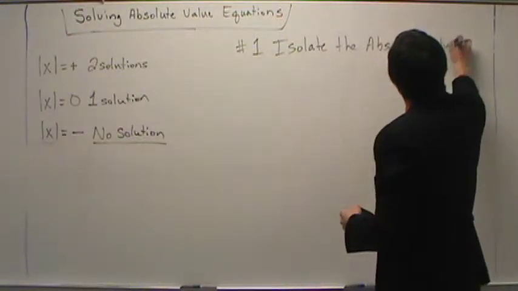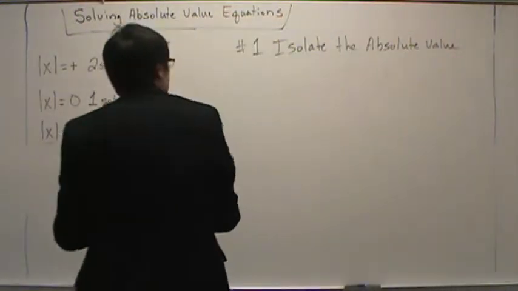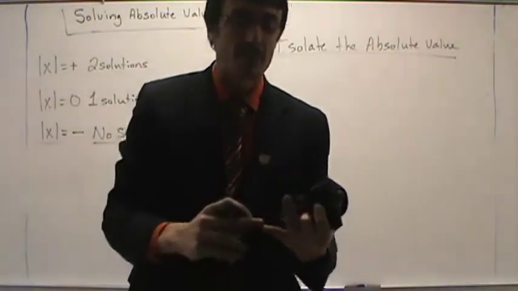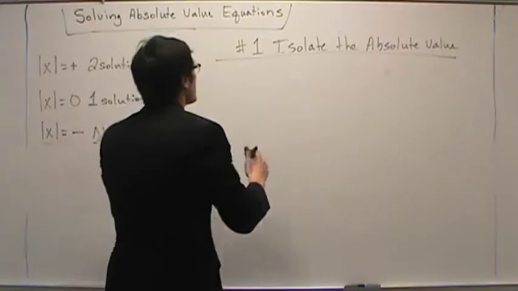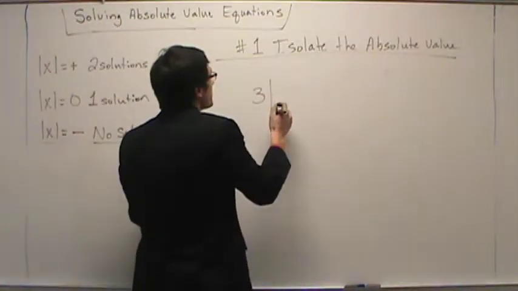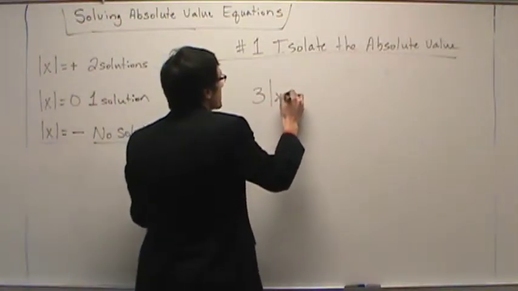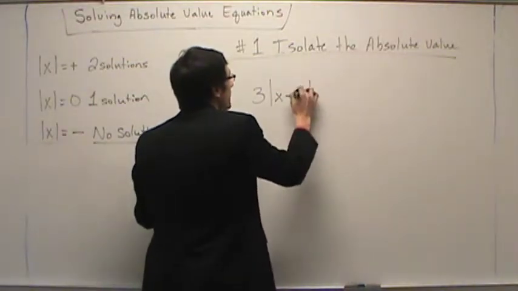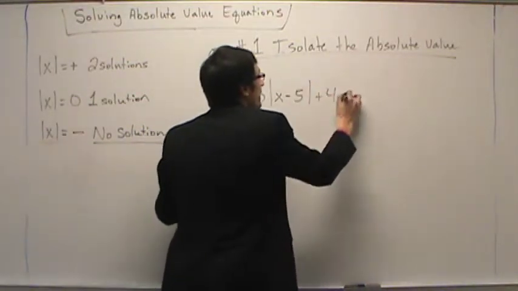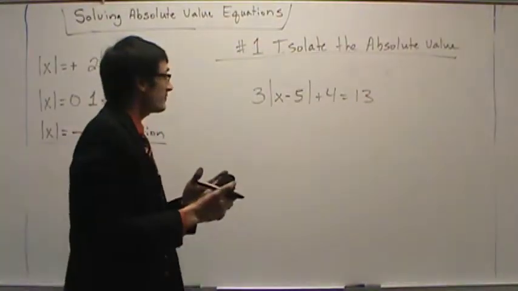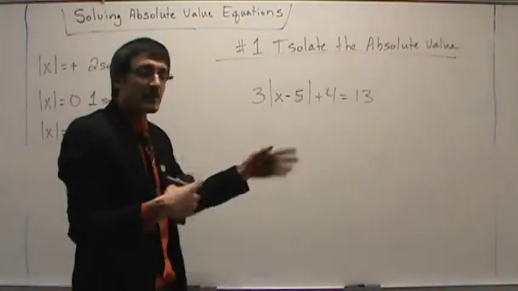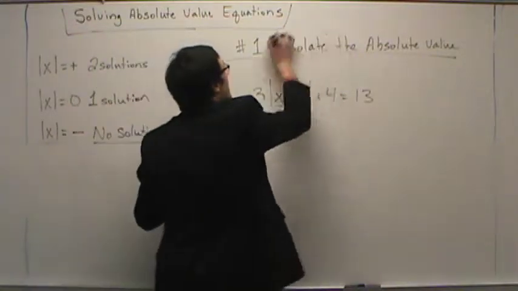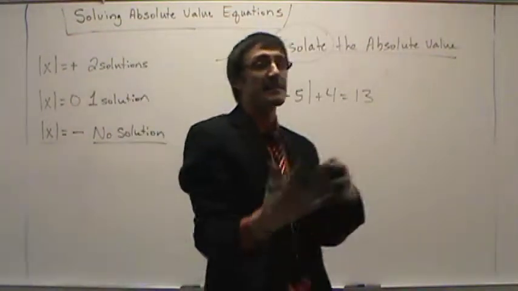What am I talking about? Well, let's give an example. Okay, so let's start with this absolute value equation. Now, yesterday you saw two methods, geometric method and what? Algebraic method. Okay, so 3 times the absolute value of x minus 5, plus 4 equals 13. This is just slightly more complicated than what we did yesterday, but not that hard. What do I say? Isolate. The first thing we have to do is isolate the absolute value.